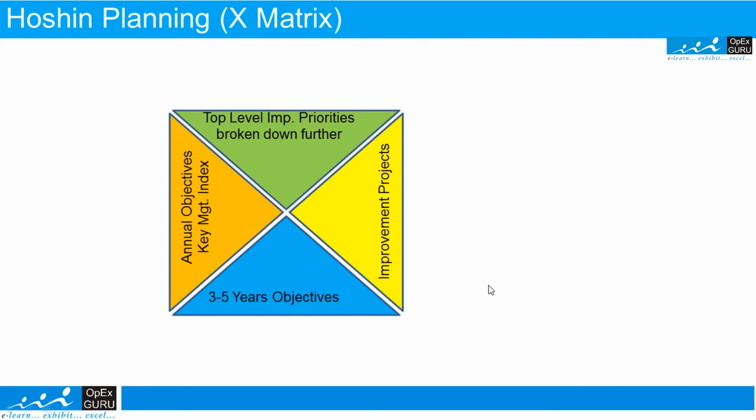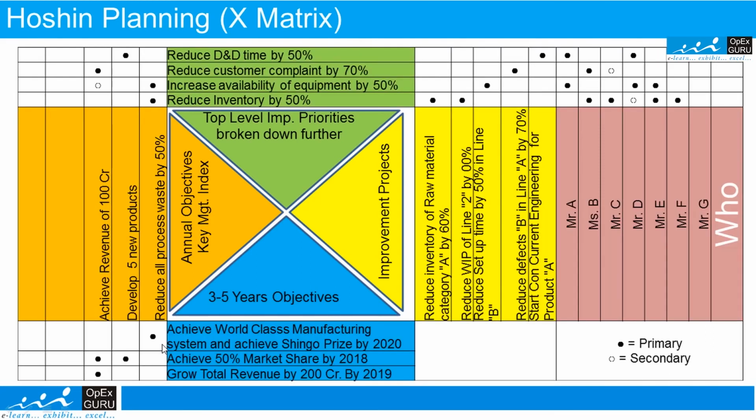Let us take an example. There is a company which has a long range objective that they want to get the Shingo Prize or Shingo model by 2020. They want to achieve 50% market share by 2018, and they want to achieve revenue of 200 CR by 2019. This is the 3 to 5 years objective of this organization.